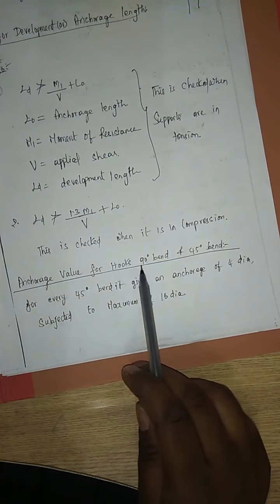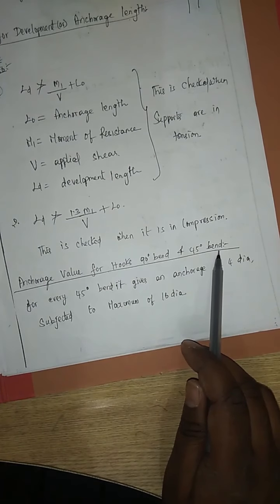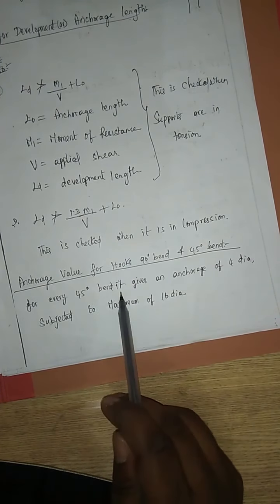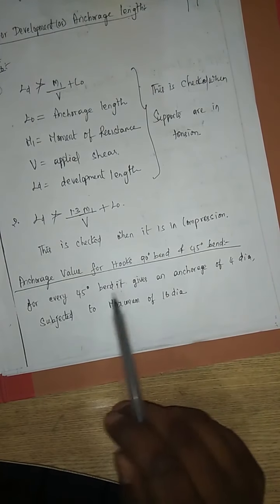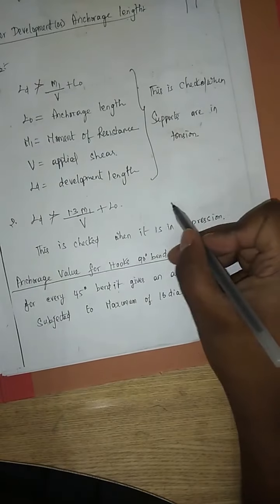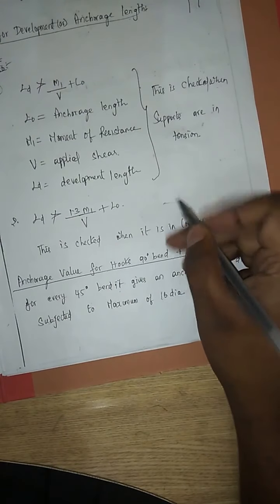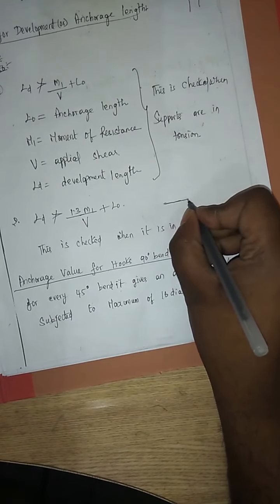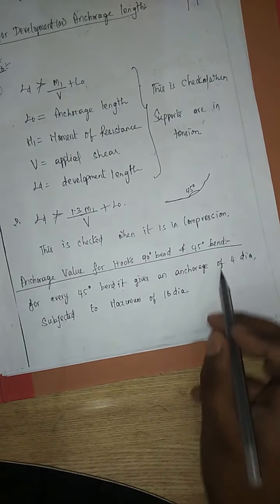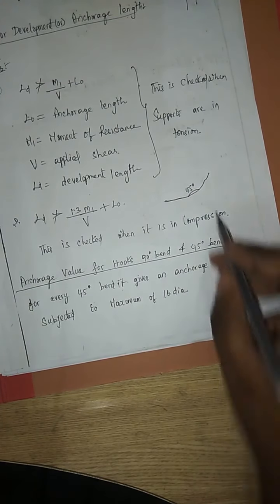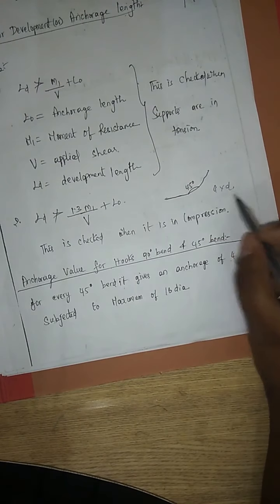Anchorage value for hooks, 90 degree and 45 degree bend. For every 45 degree bend, it gives an anchorage of 4 dia subject to the maximum 16. So if you are bending the bar, for example, the bar is bent at an angle of 45 degree. This angle is 45 degree. That means anchorage value is 4 into D. Next concept.